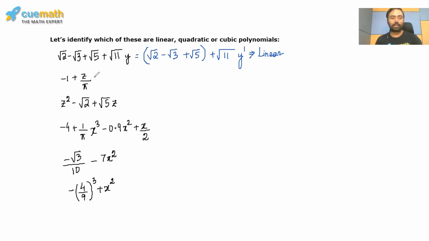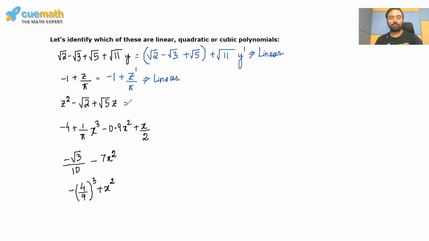Let's move on to the next polynomial. So in this we have a negative 1 plus z over pi. There is only one variable, and this polynomial can be rewritten as z raised to the power 1 over pi. Since the highest power of the variable is 1, it is called a linear polynomial.